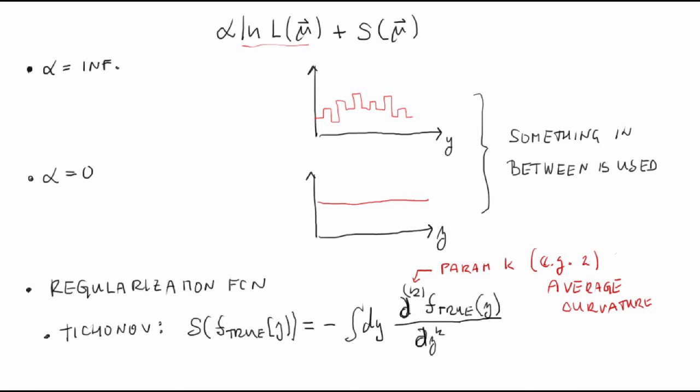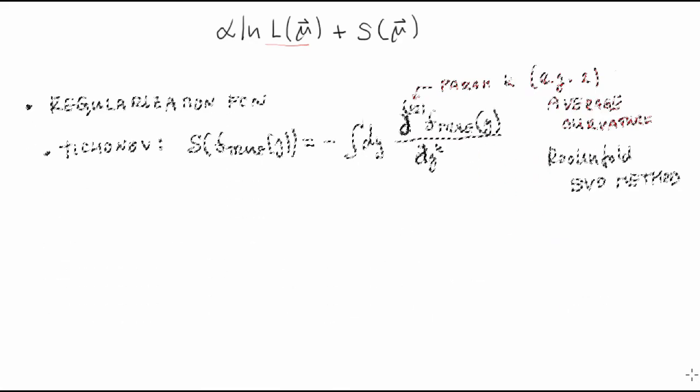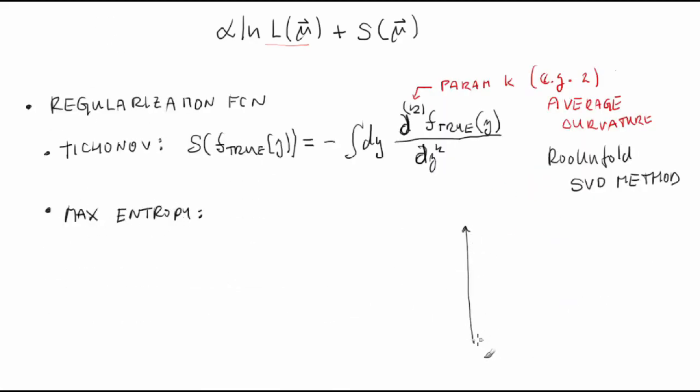Tikhonov regularization is used in the SVD unfolding method in the RooUnfold package. The second form of the regularization function to mention is based on the principle of maximum entropy. The reasoning behind is the following. If all events of a histogram are concentrated in just one bin, then there is just one way how to arrange them, and the entropy is minimal.